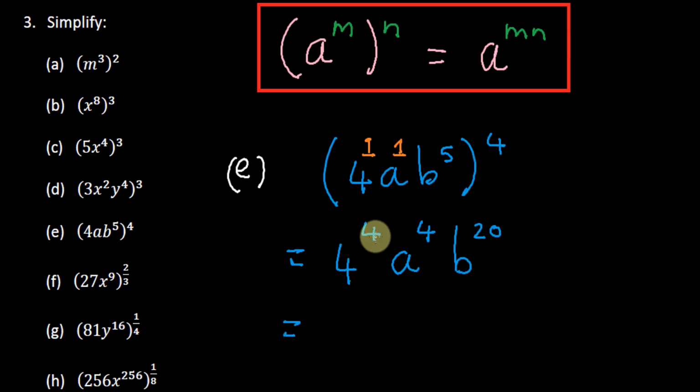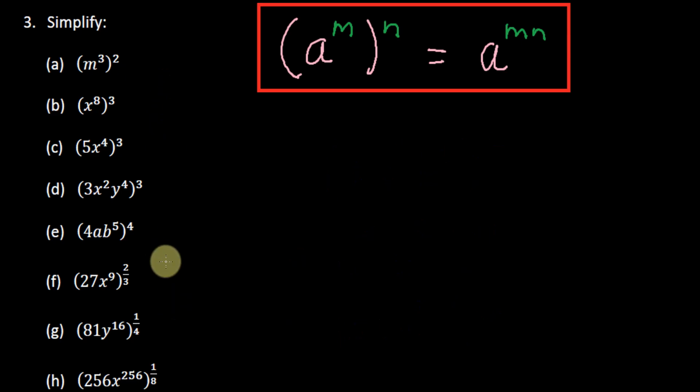We know that 4 to the power of 4 comes to 256. So this is going to be our final answer. So important to note to always simplify numbers raised to a power in this type of problem. Let's look at F.